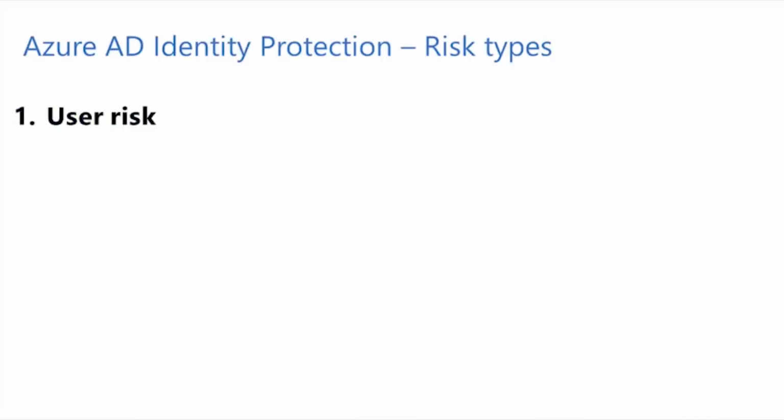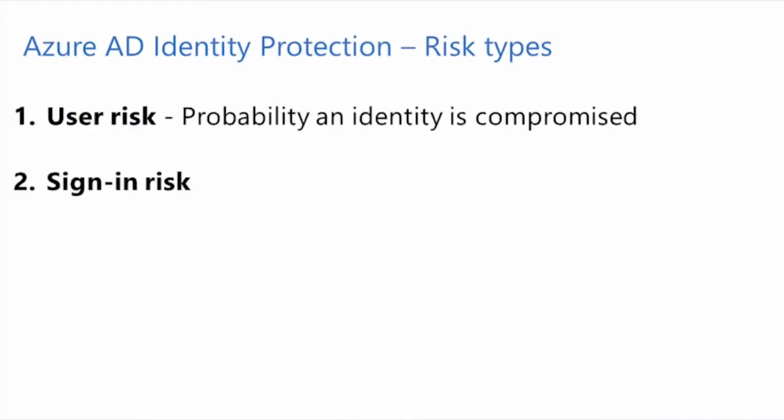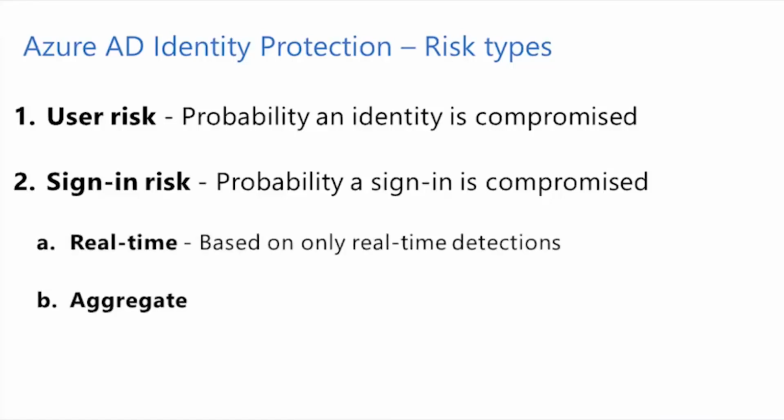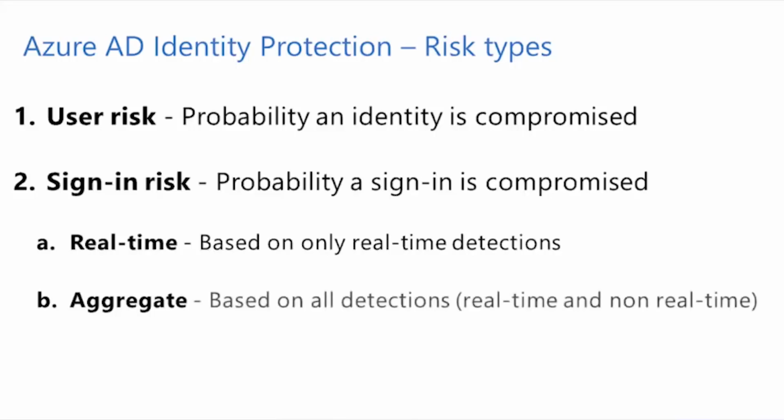We use these detections to calculate user risk and sign-in risk. User risk represents the probability an identity is compromised, whereas sign-in risk represents the probability a sign-in is compromised. The sign-in risk can be of real-time or aggregate type. Real-time sign-in risk is based exclusively on detections made during the sign-in, whereas aggregate sign-in risk is based on all detections, including the ones that are issued after the sign-in has taken place. These risks are shown as high, medium, or low in identity protection.